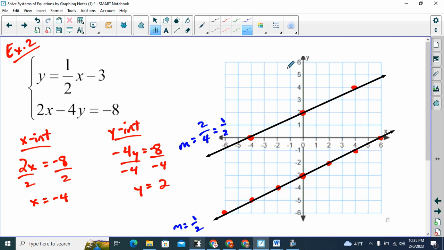We're trying to find the intersection point. If they don't cross, we still need to write what our solution is, but it just so happens that we do not have a solution. We should state that there is no solution. There are no values of x and y that will make both of these equations true.